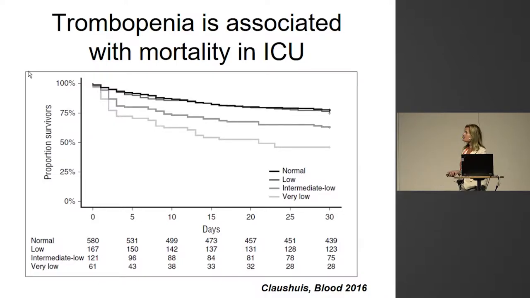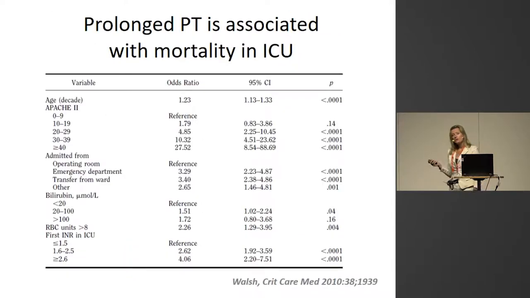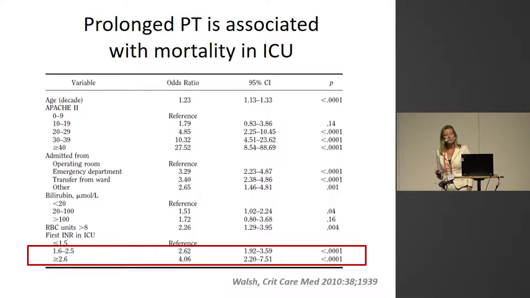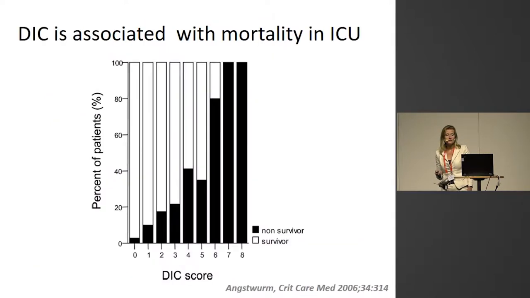Well, yeah. The worse the platelet count, the worse is the survival. The worse is the prolongation of the PT, the worse is the mortality. And also DIC, if your score is high enough, you inadvertently die from sepsis. So there is a relation between coagulopathy and outcome in sepsis, very clear.